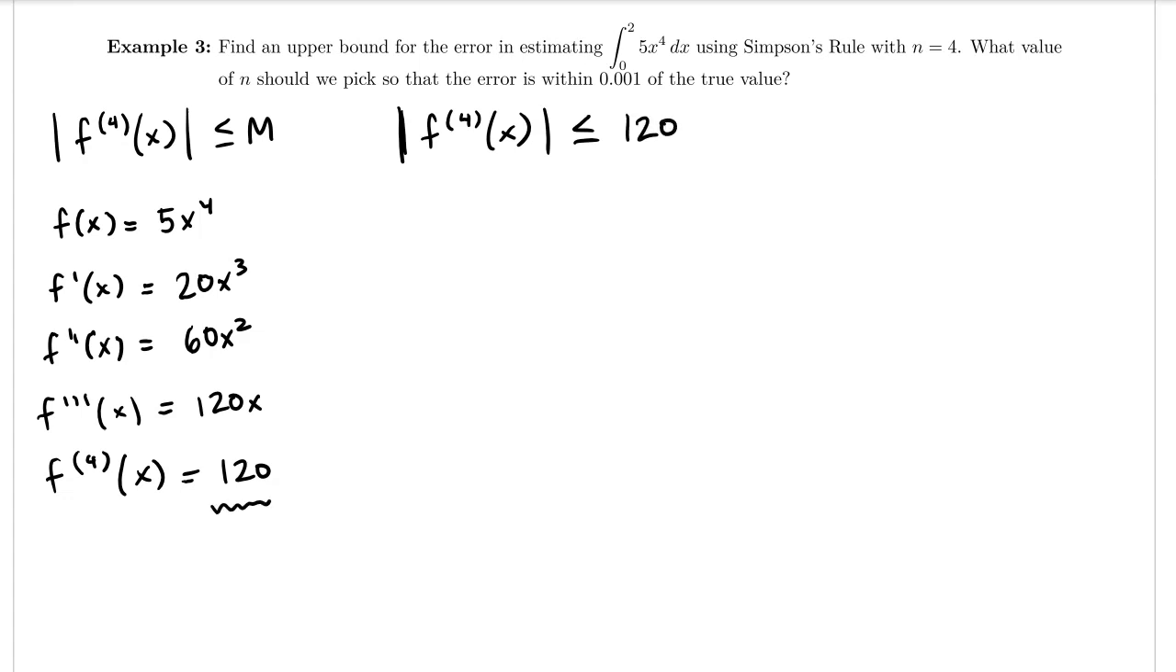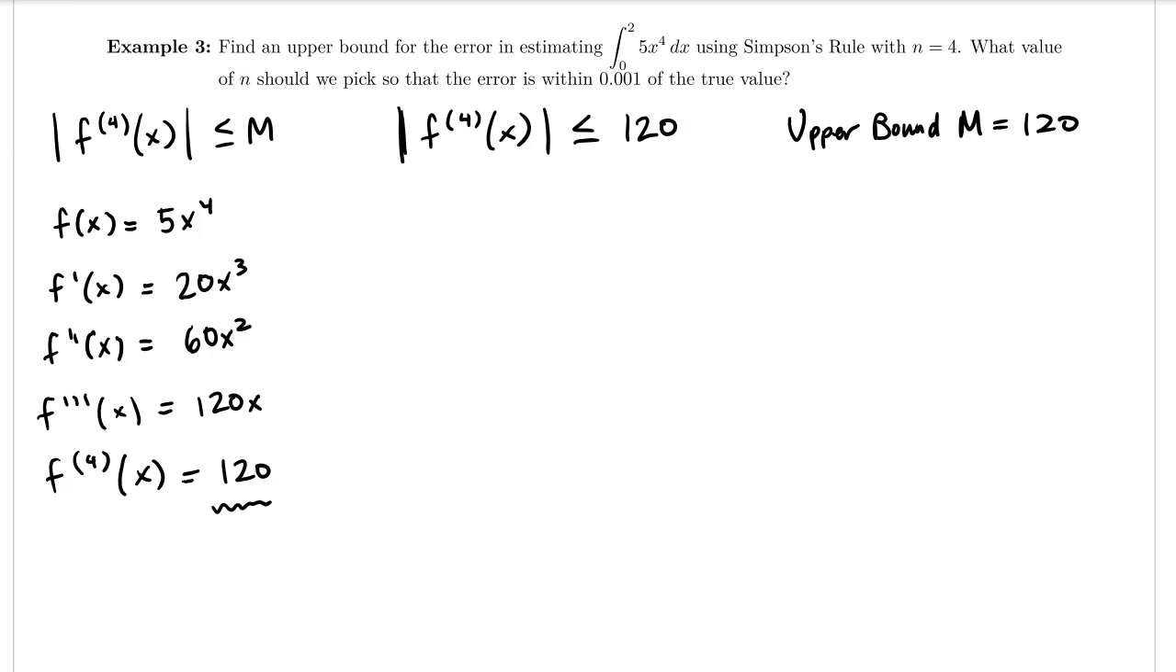So notice that this is a constant, so our 4th derivative is always going to be less than or equal to 120. And so in this case, our upper bound, capital M, is equal to 120.